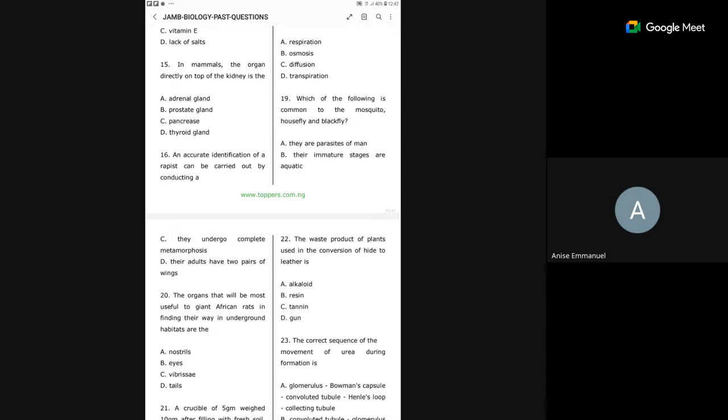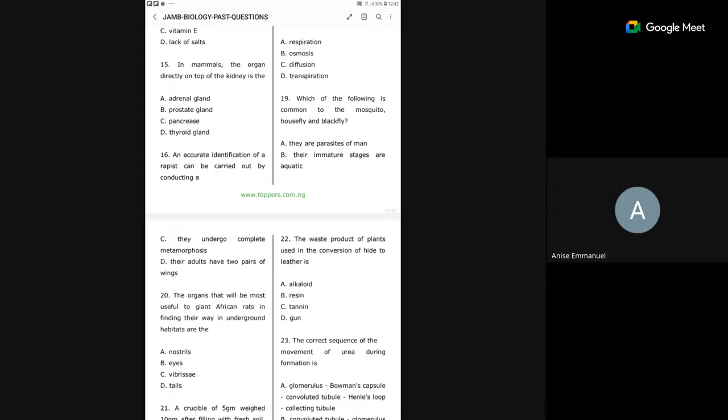Which of the following is common to the mosquito, house fly, and black fly? Mosquito, house fly, and black fly. One interesting thing about these species we have here is that they are all insects. Mosquito is an insect. House fly is an insect. At the same time, black fly is also an insect. In fact, anything fly is an insect. So as long as it is a fly, then it's an insect.